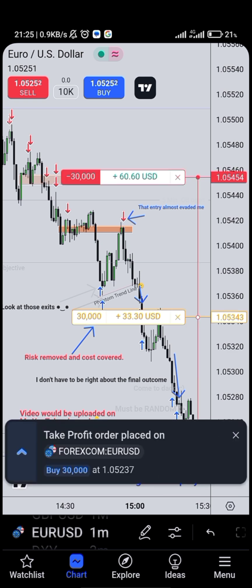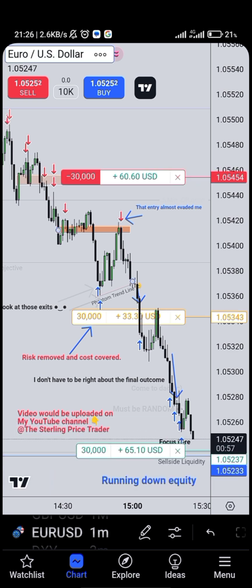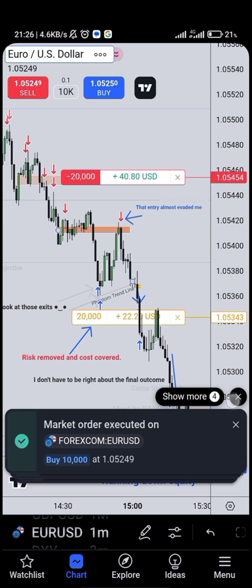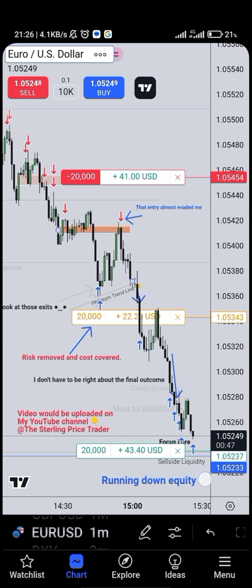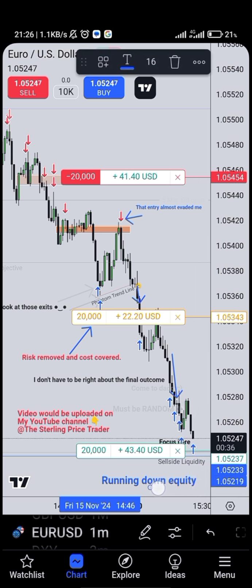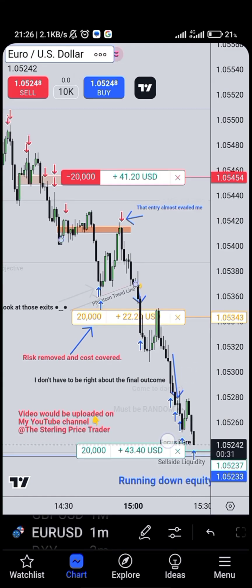Right here, another low just formed, so I'll take out 10,000. Right there. Now I'm going to watch. Does it want to run there? If another low forms, I'll take out another 10,000. I'm running down equity. I don't have to be right about this sell at 1.05253. It's none of my business. I don't worry about that.